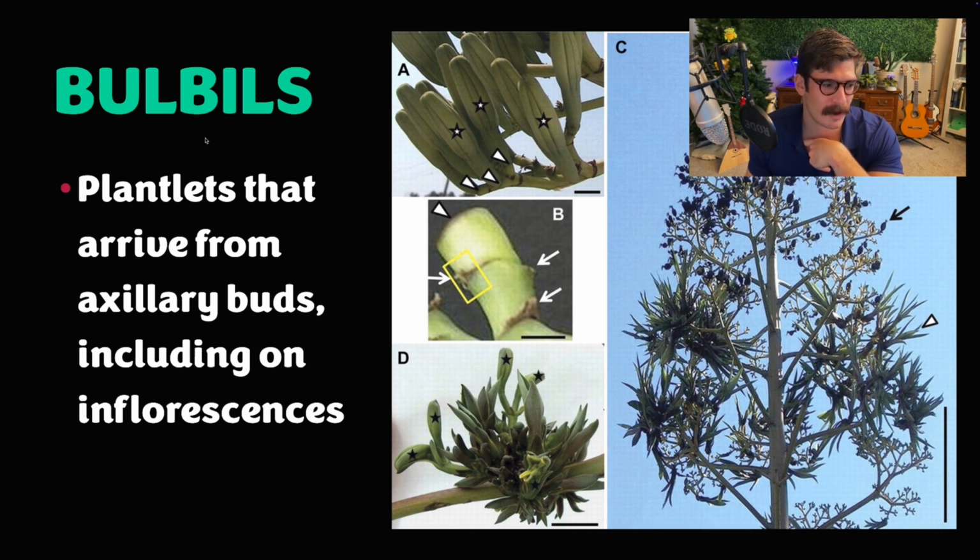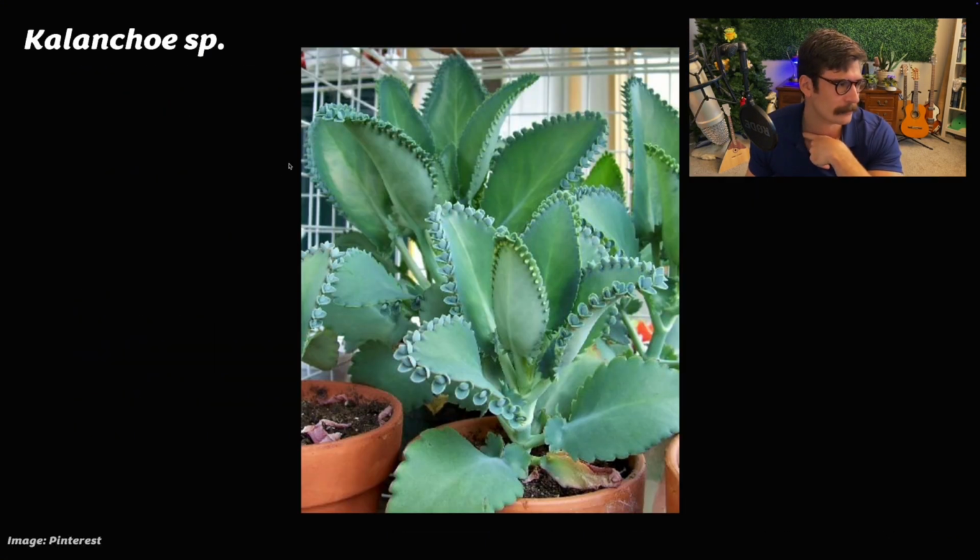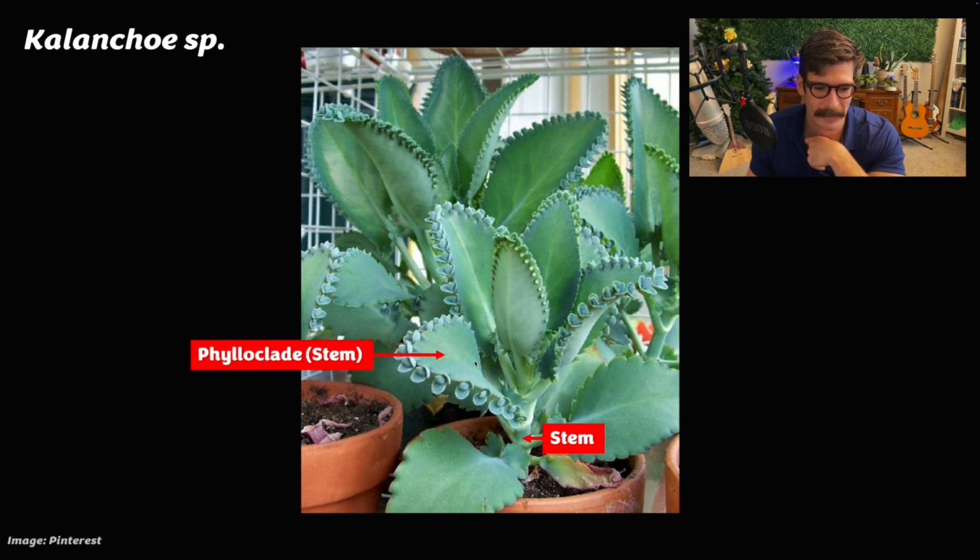Bulbiles is a term often used for plants that form like a rosette shape, but it could be anything. You might know this one. This is the kalanchoe, or mother of millions, or mother of billions, or thousands. It makes bulbiles. So this is the stem up here, and then it has these flattened things that we might think are leaves, but that's also stem tissue.